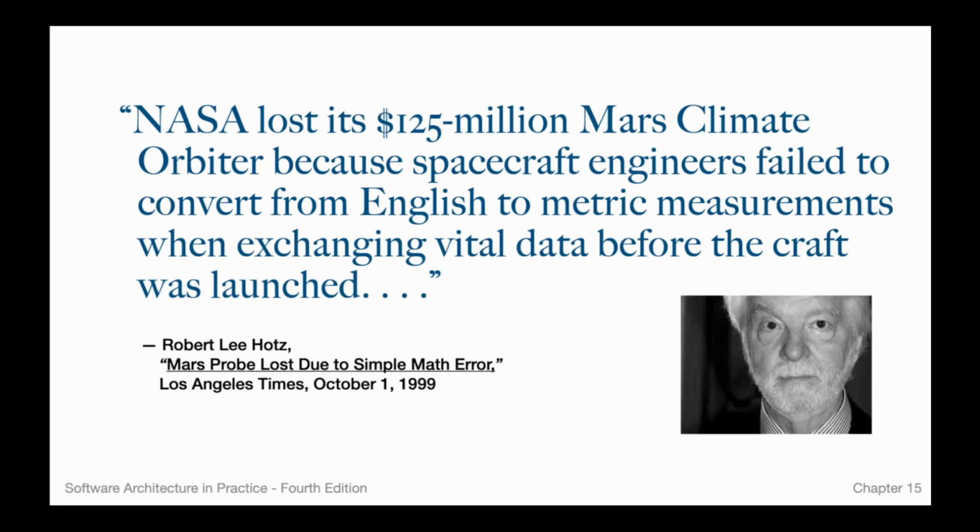NASA lost its $125 million Mars climate orbiter because the spacecraft engineers failed to convert English to metric measurements when they were exchanging vital data before the craft was launched. A navigation team at NASA used the metric system of millimeters and meters in its calculations, and the company that designed and built the spacecraft provided the crucial acceleration data in the English system of inches, feet, and pounds.